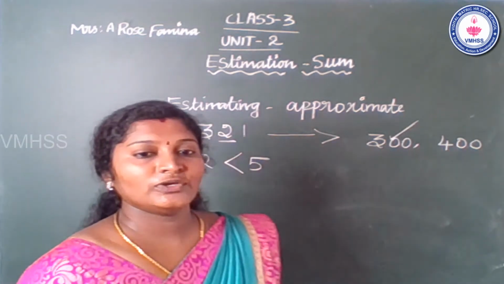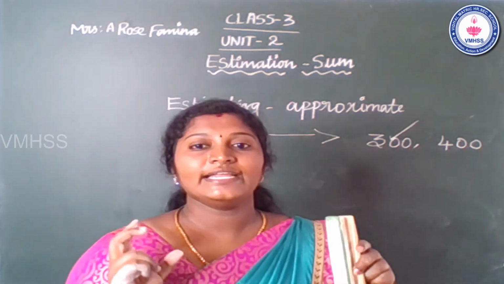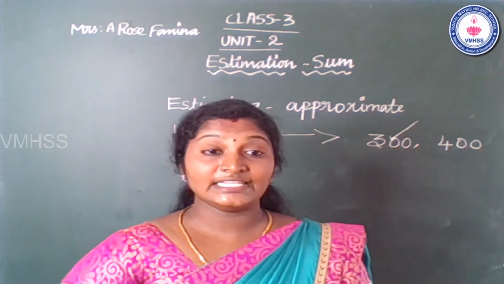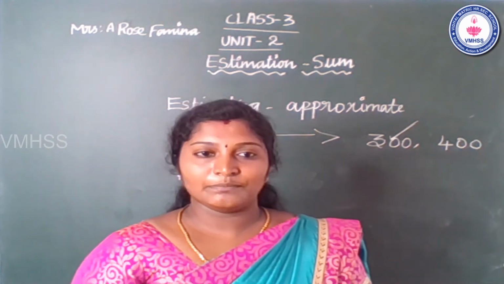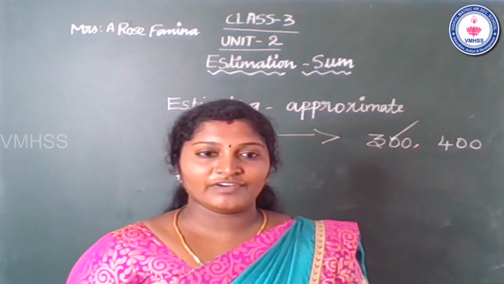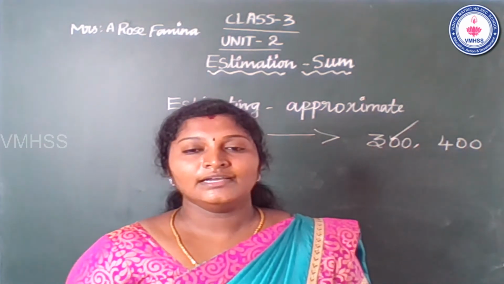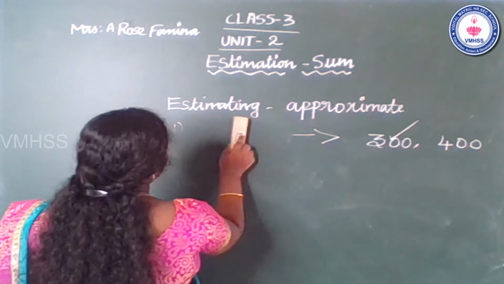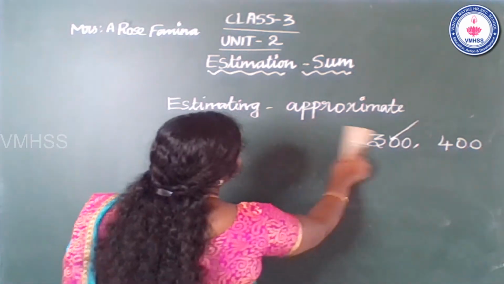Okay, students, do you understand? First, you read the sum. Okay, so the greater 5. You see the second place and this number, greater than 5 or less than 5. Identify the number and then the procedure of using estimating approximate values.